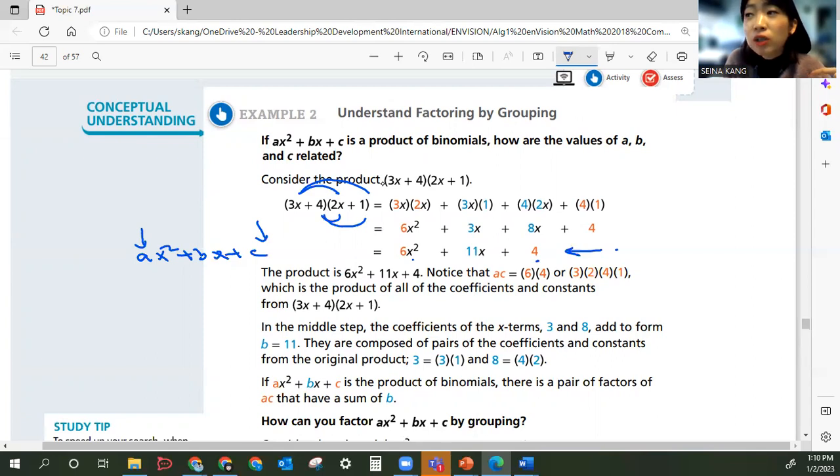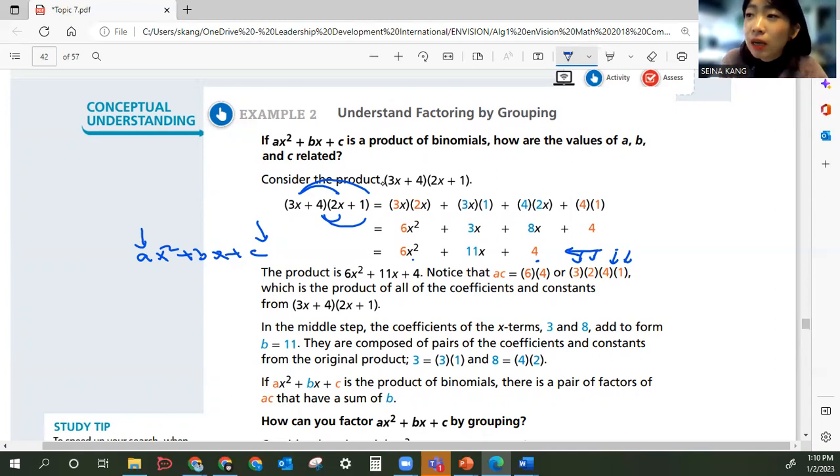Do you see that? If you break down 6 and 4, you have some factors. 3 times 2 is 6. 4 times 1 is 4. And those are the coefficients in your factors. Do you see that? So this is one observation.